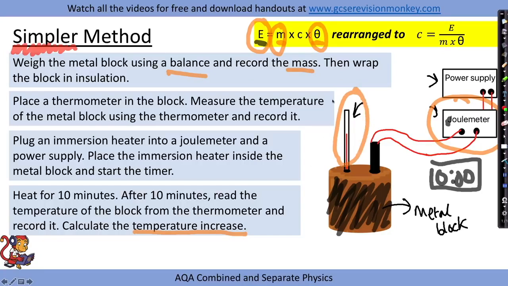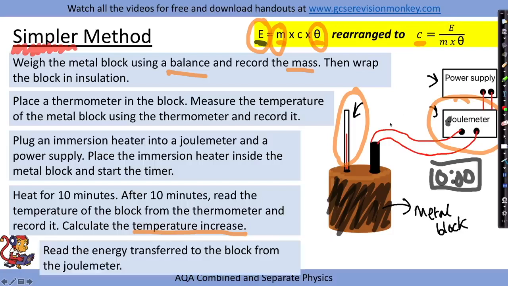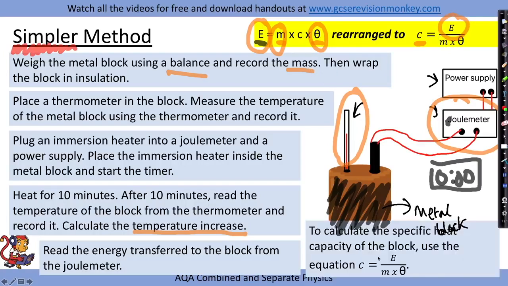So the final thing we need to do is rearrange that equation on our data sheet to make it specific heat capacity equals, and that would equal energy divided by mass times temperature change. So to do that, we read the energy transferred to the block from the joule meter, that will give us the E like we said, and then we put the numbers into our equation. Specific heat capacity equals energy divided by mass times theta.